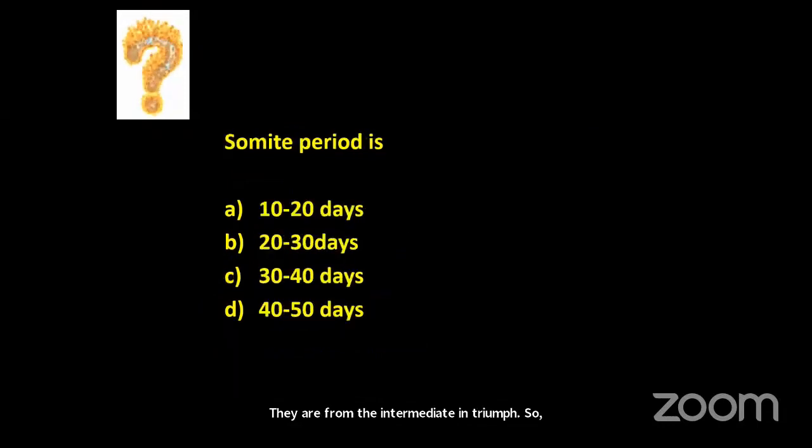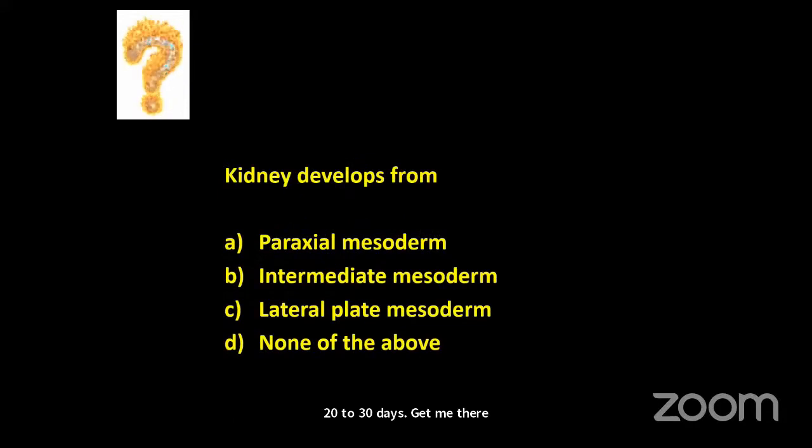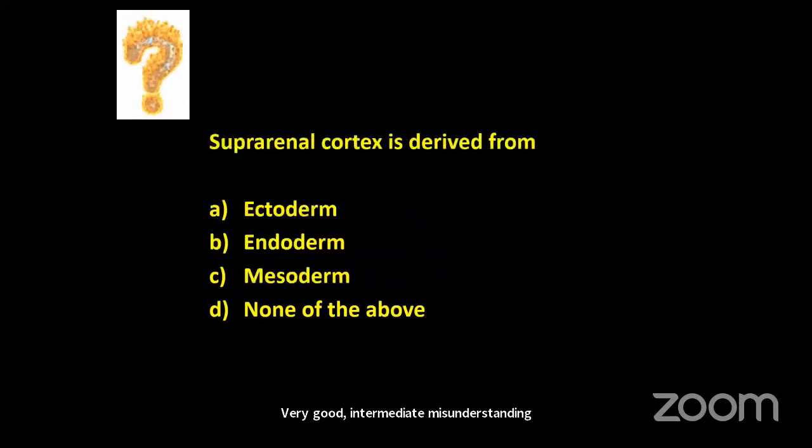Somite period is from 20 to 30 days. Kidney develops from, I've said it many times, kidney develops from, very good, intermediate mesoderm. Suprarenal cortex is derived from? Cortex is from the mesoderm. Medulla is from the neural crest cells.